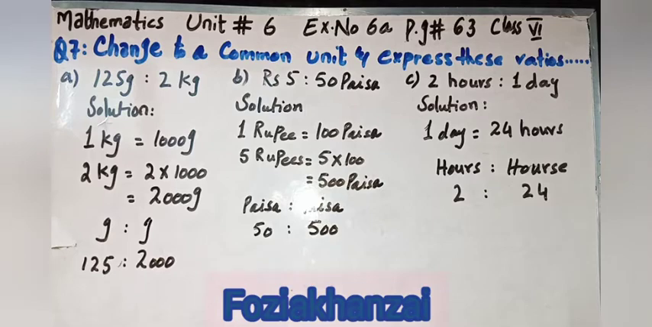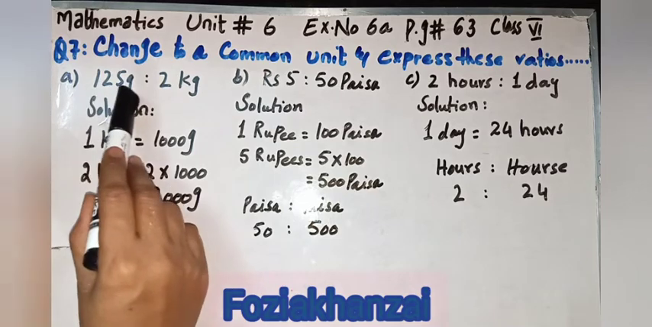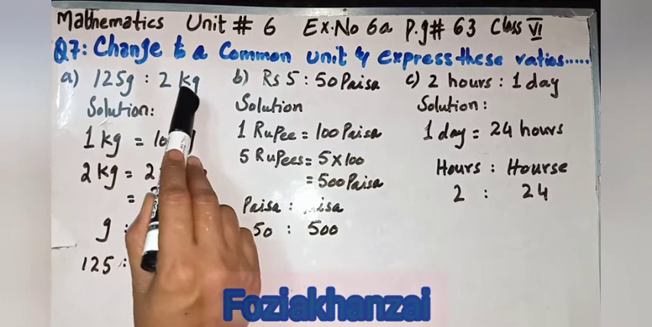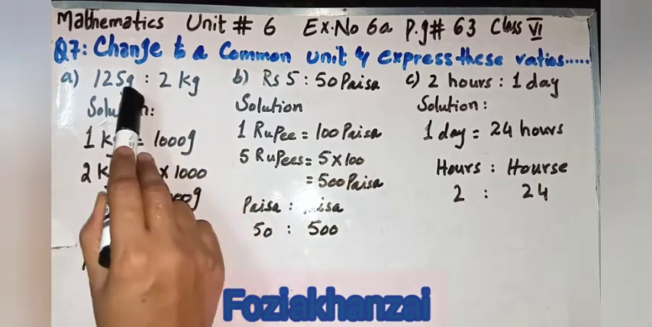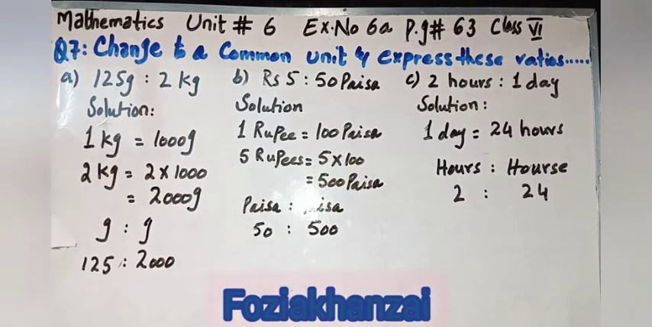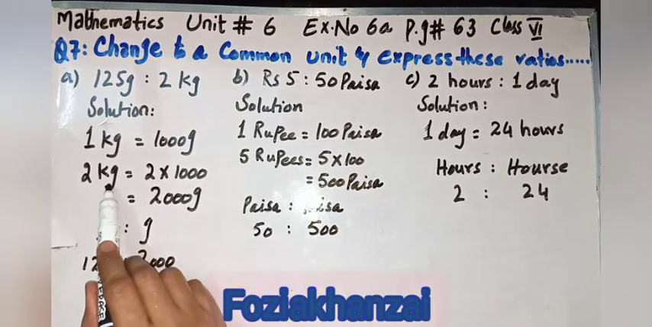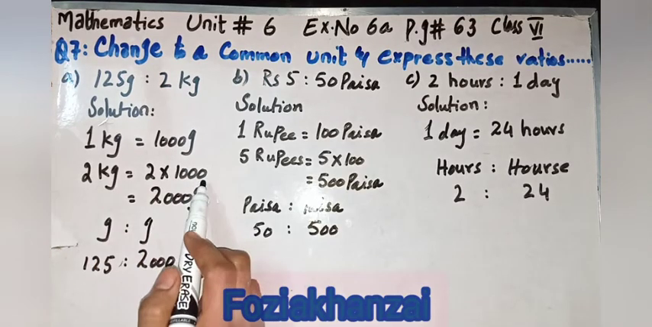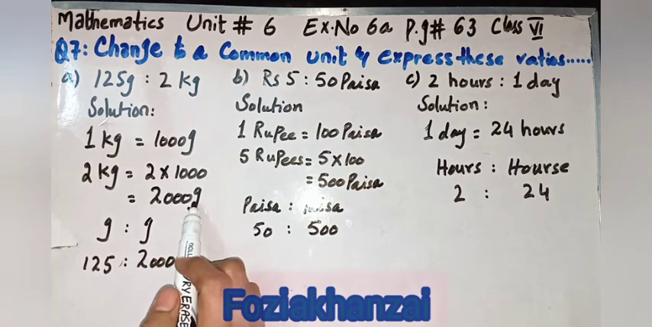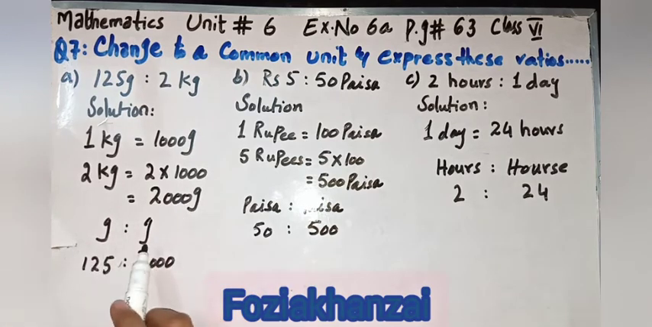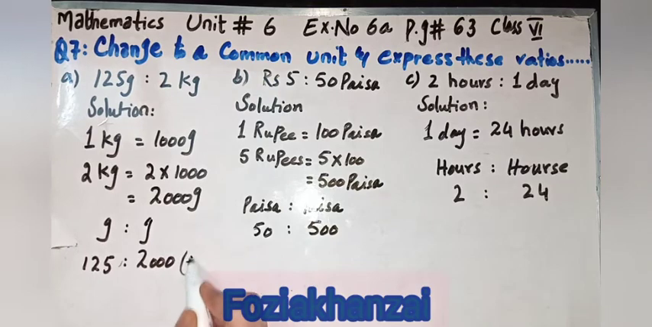Two different quantities are given. First step, we write the same quantities, then we simplify. Clear? So 125 grams is to 2 kilograms. Kg means kilograms, g means grams. So 1 kg is equal to 1000 grams. So 2 kilograms is given. So 2 multiplied by 1000 is equal to 2000 grams. Now we have grams on both sides, 125 grams and 2000 grams. So we reduce it by 5.